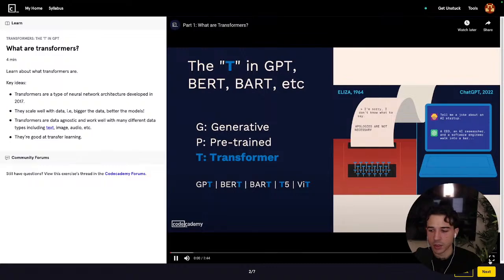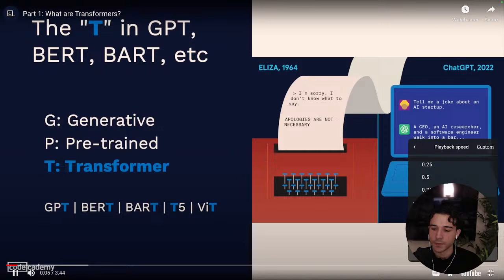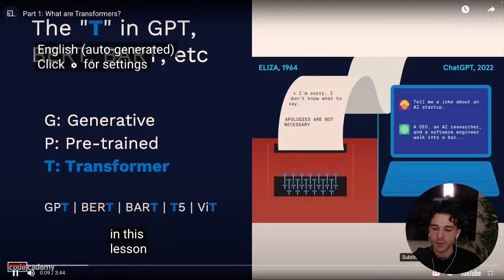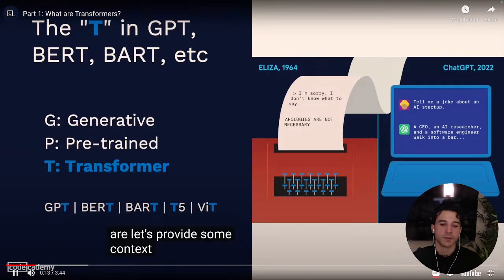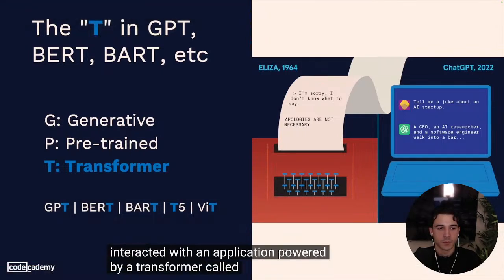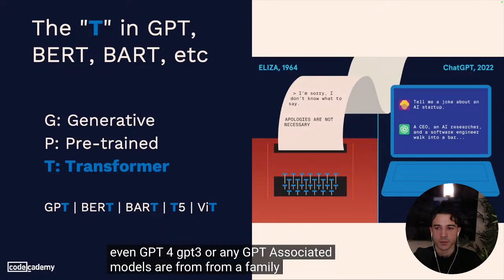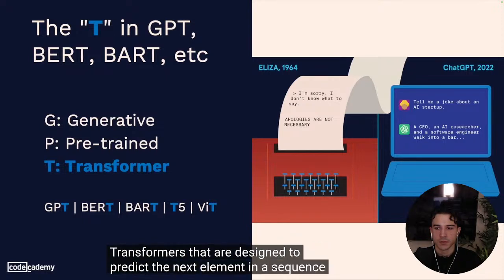So let's watch this. GPT stands for Generative Pre-trained Transformer, and it's the transformer part that we're going to be focusing on in this lesson. But before going over what they are, let's provide some context. If you've ever played around with ChatGPT, then you've already interacted with an application powered by a transformer called GPT-3, or possibly even GPT-4. GPT-3, or any GPT-associated models, are from a family of transformers that are designed to predict the next element in a sequence based on what came before.